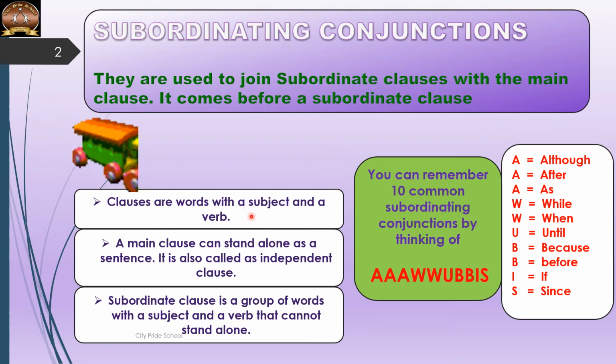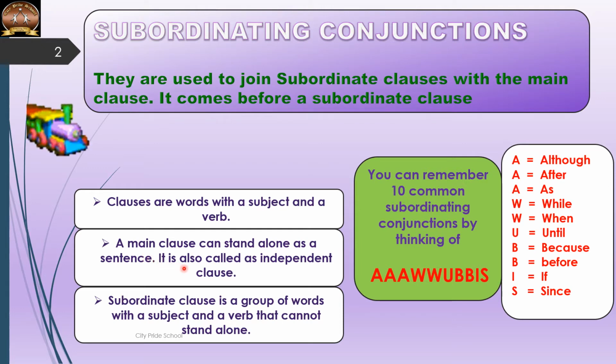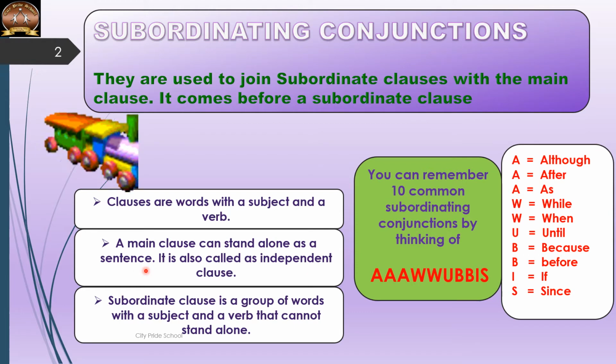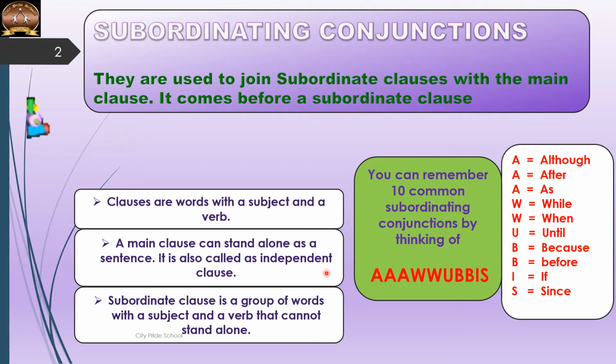Now sentences are also divided into two on the basis of whether they can exist independently or whether they require the help of another sentence. Here I will use clause in place of sentence. If a clause can stand alone as a sentence, it is called a main clause or independent clause. It does not require the help of any other sentence to complete its meaning. This is why it is an independent clause.